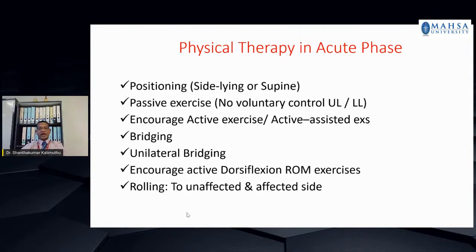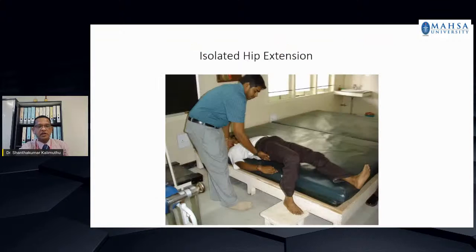Unilateral bridging, that's isolated bridging. This can be started where you can encourage the patient to put weight onto the affected side and lift the hip. The other extremity has to be extended. Encourage active dorsiflexion range of motion exercise very early in the ICU. Rolling exercise to the unaffected side and also to the affected side. It has to be taught to the patient very early.